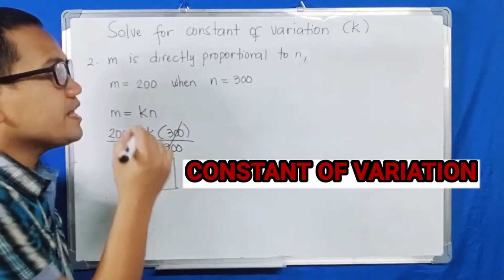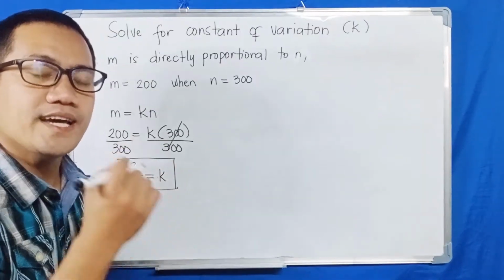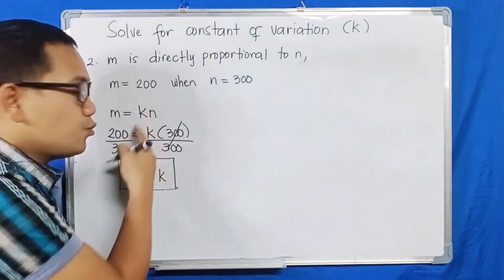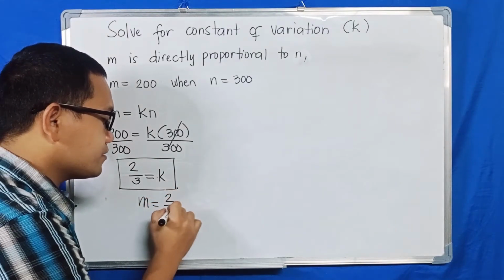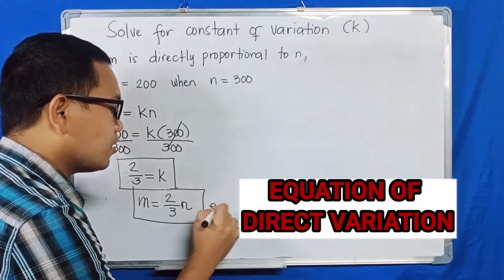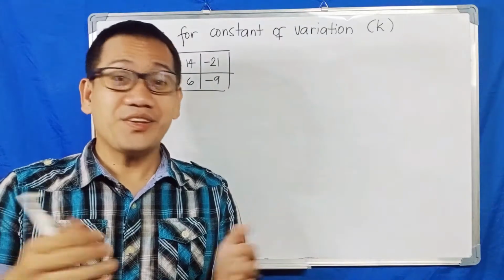And to determine the equation of the direct variation, again, all we need to do is to substitute this k in our existing equation, which is m is equal to 2/3 n. So this would be the equation of the direct variation. So let's have the third one.